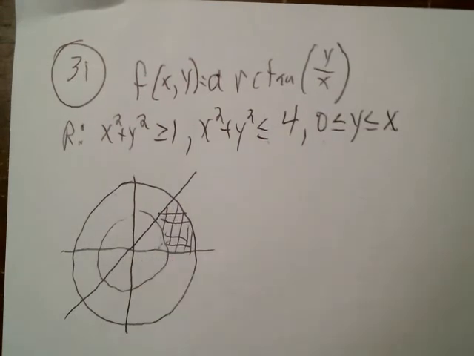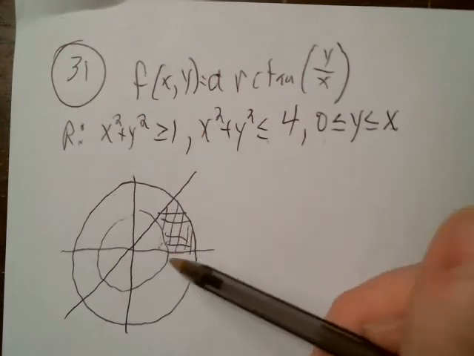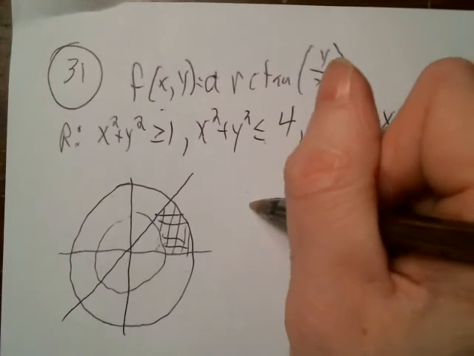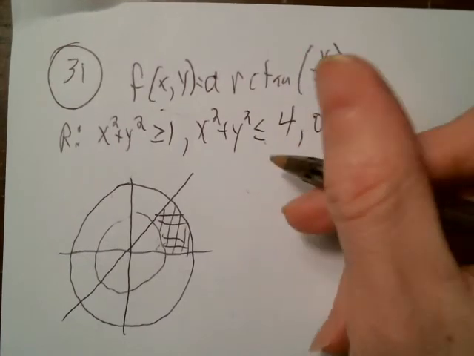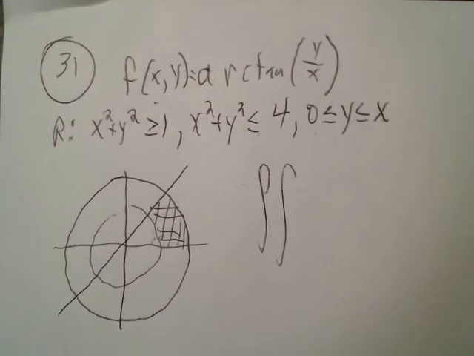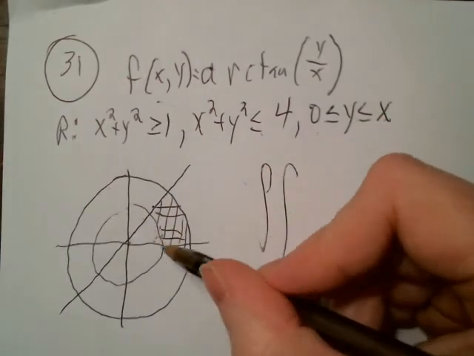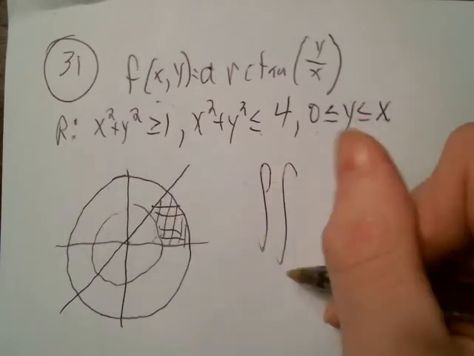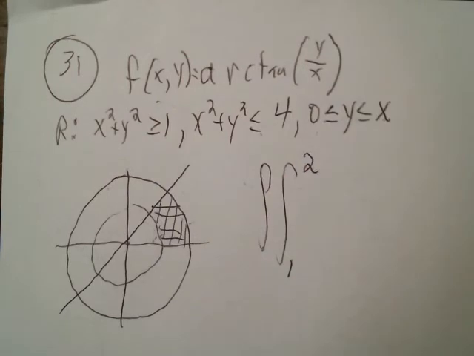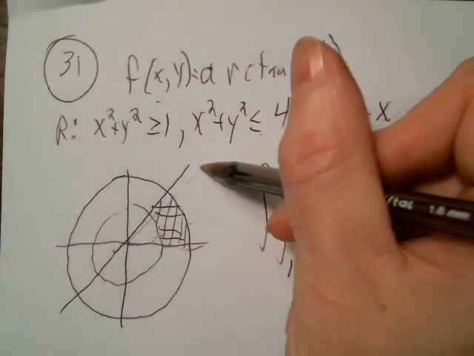Okay, so I need to find that. I need to find the double integral over this region of this function. Okay, so I'm going to go polar. I'm going to convert everything to polar. So I'm going from r equals, not 0 this time, but rather r equals 1. That's the formula for this circle, to r equals 2, the formula for that circle. And then my theta is running from this angle to this angle here.